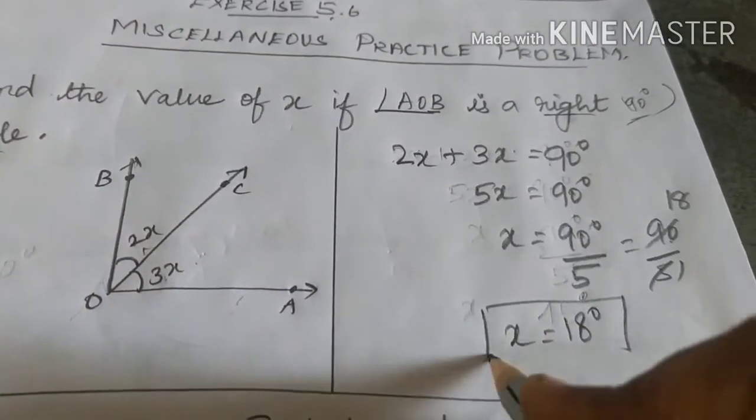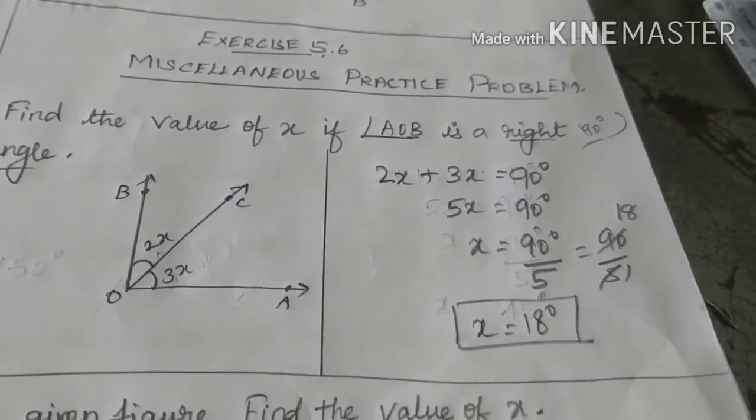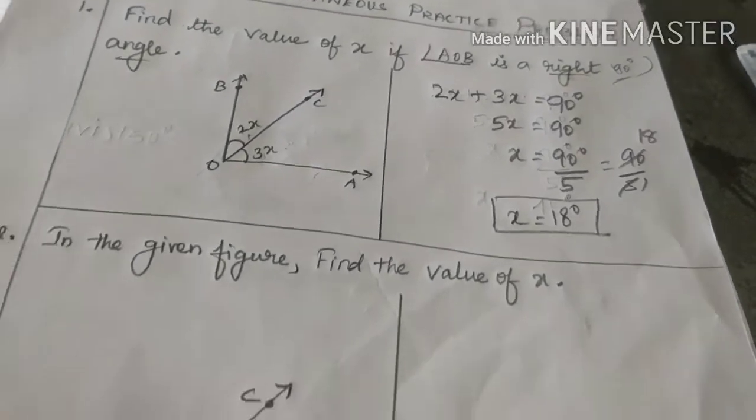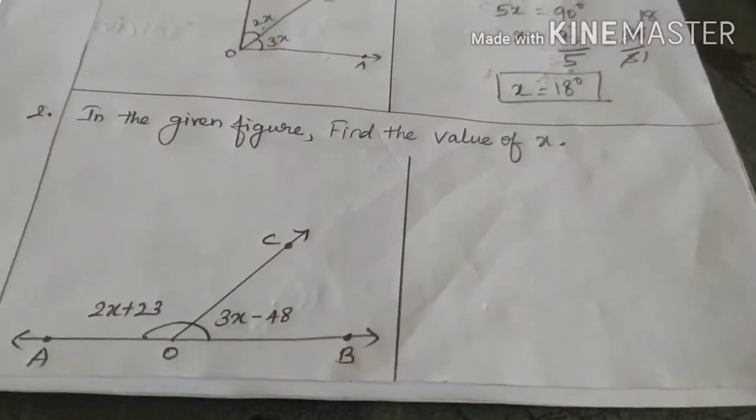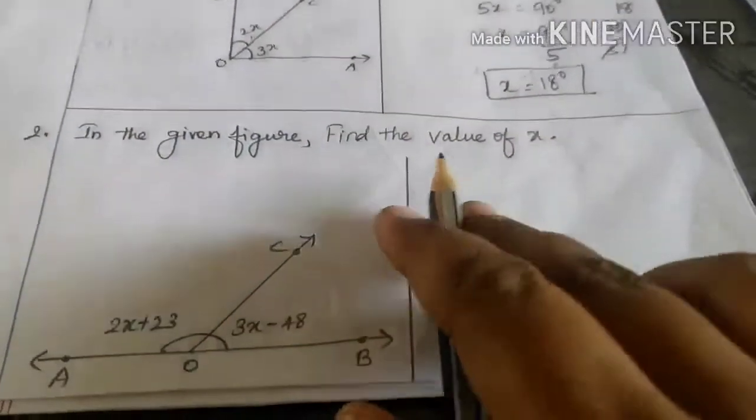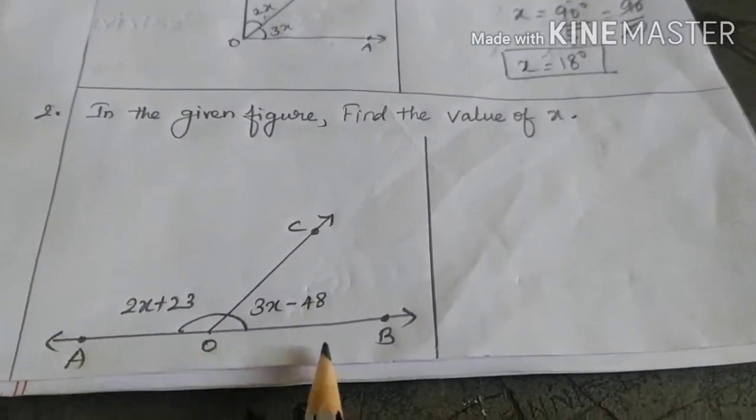X equal to how much? 18 degree. Okay, have you clear children? Very much simple. So next move on to the next one. Find the value of x. Okay, they have given this one.